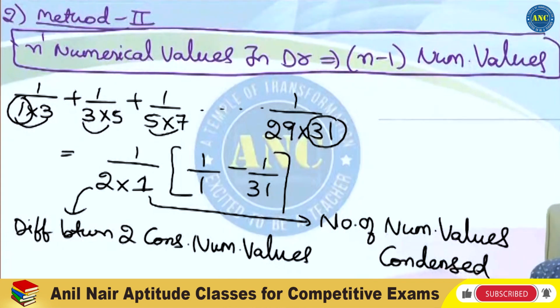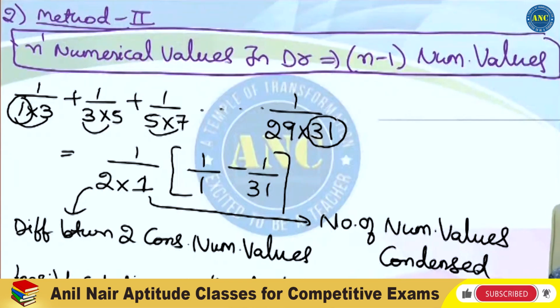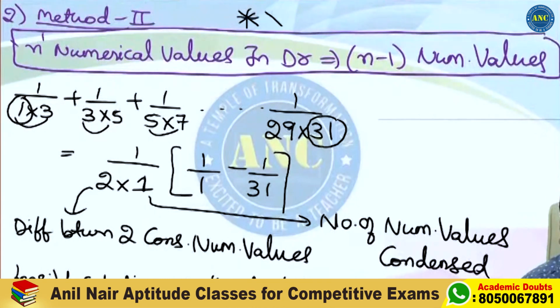What I did is, there are no intermediate steps involved. That partial fractions method has been condensed further, right? Like in design and analysis of algorithms, we got a feasible solution. If you further optimize the feasible solution, you will get an optimal solution. Method 1 is the feasible solution, a way to solve a problem. Optimal solution is the best way to solve a problem. 1 into 3, 3 into 5, 5 into 7, 29 into 31. Two numerical values. This is the important key point.